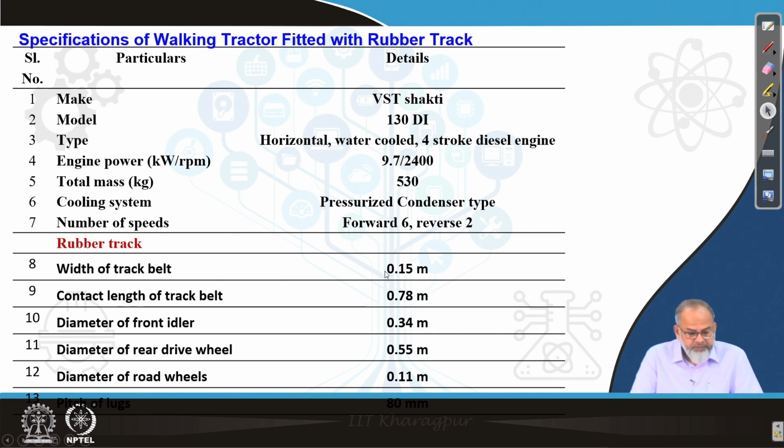Then these are the dimensions of the track. Width of the track is 0.15 meter, contact length is 0.78 meter, and the diameters of the front idler, the rear drive wheel, and the road wheels are mentioned as 0.34 meter, 0.55 meter, and 0.11 meter.